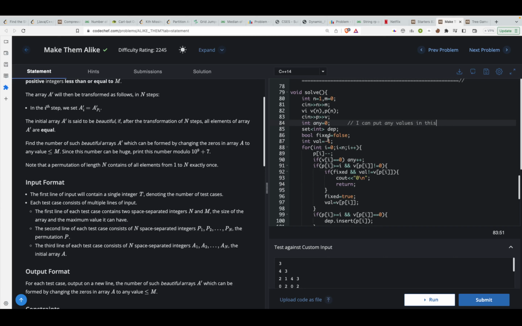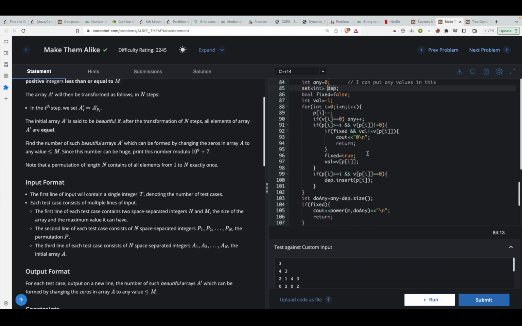Then I'll be saying fixed. What do I mean by fixed? That I have some fixed values. Initially I'm setting it to false. Let's just hope that there are no fixed values and I can make any sort of permutation I want. And then there's this dep. Now what's dep? Let me discuss that later. Cool. Then, since I'm using zero-based indexing, I'm decrementing my permutations by one, because permutations were given in one-based indexing.